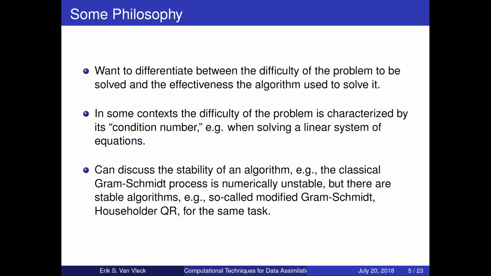We can also talk about the stability of an algorithm. A good example of this is the classical Gram-Schmidt process is actually numerically unstable, but there are stable versions or stable algorithms that do the same task.